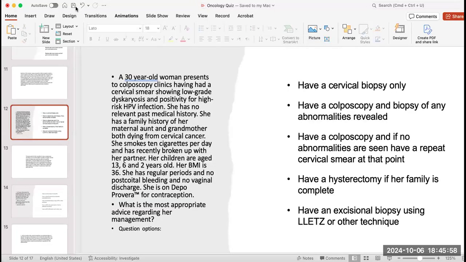So my dear friends, we do have here another case of a 30-year-old presented to colposcopy clinic having a cervical smear showing low-grade dyskaryosis and positive for high-risk HPV infection. No relevant past medical history. She had a family history of her maternal aunt and grandmother both dying from cervical cancer.